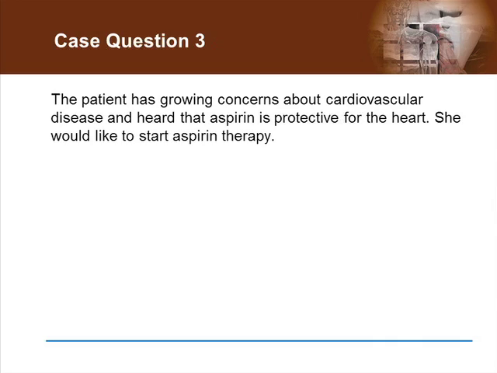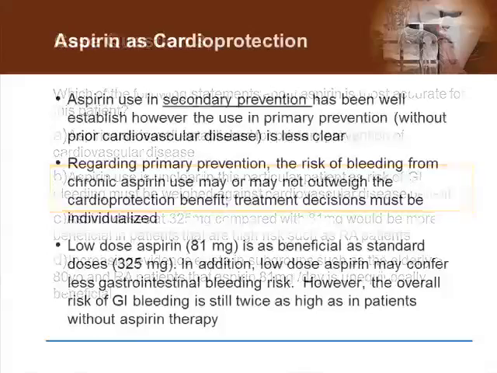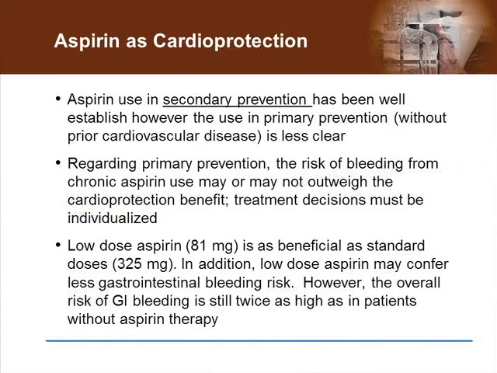A, aspirin use is well established for primary prevention of cardiovascular disease. B, aspirin use is unclear in this particular patient as the risk of GI bleeding must be weighed against cardiovascular disease benefit. C, aspirin doses at 325 milligrams compared with 81 milligrams would be more beneficial in patients that are high risk, such as RA patients. D, increasing evidence exists in subgroups such as the elderly and RA patients that chronic aspirin therapy at 81 milligrams per day has unequivocal beneficial evidence for cardiovascular benefit.